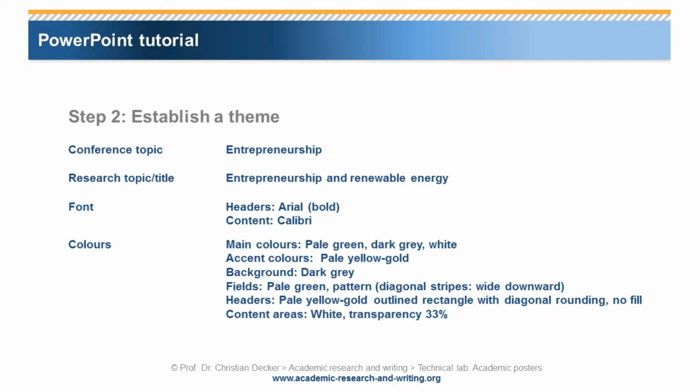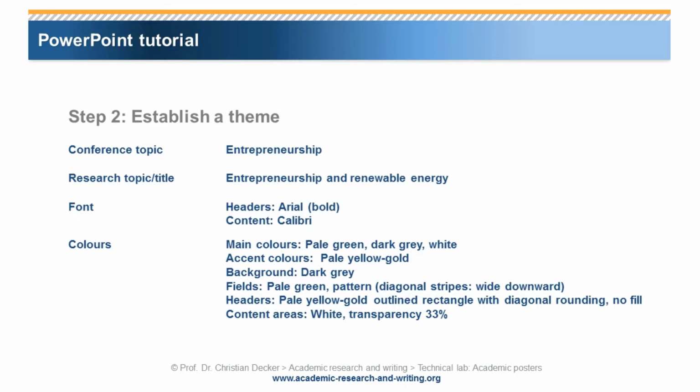Again, this is subject to both your own customization and the demands of the institution at which the conference is being held. The color breakdown consists of main colors and accent colors. In this case, we'll be using a pale green, dark gray, and white as the main colors, with a pale yellow gold as an accent color. The background will be formatted in a dark gray.